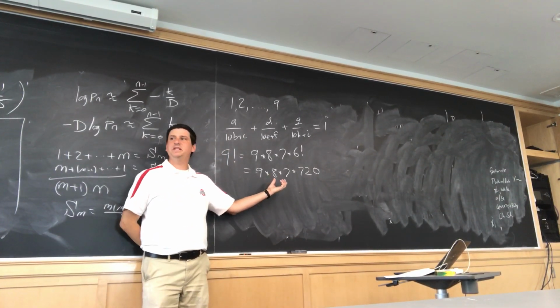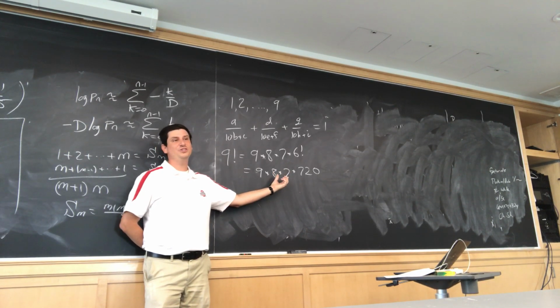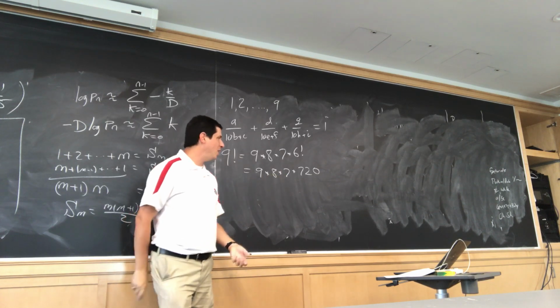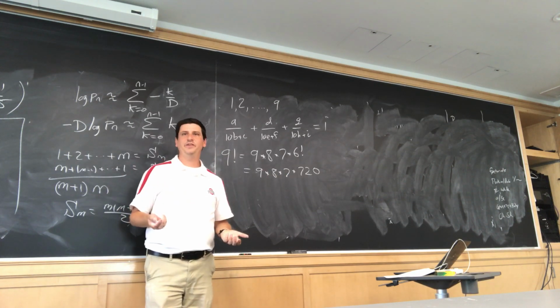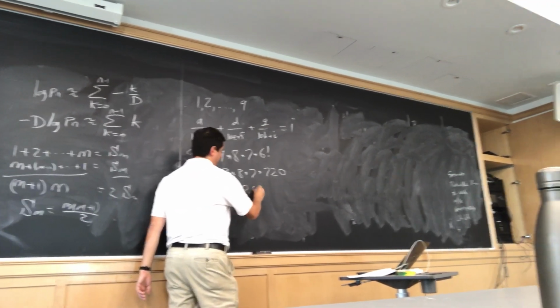Well, 9 times 8 times 7, that's less than 1,000. So there's at most 720,000 possibilities. And I know 8 times 7 is 56. So I was approximating this with 100, it's only around 56. So I might guess that maybe there's half of 720,000. So maybe around 330,000 possibilities, ballpark.